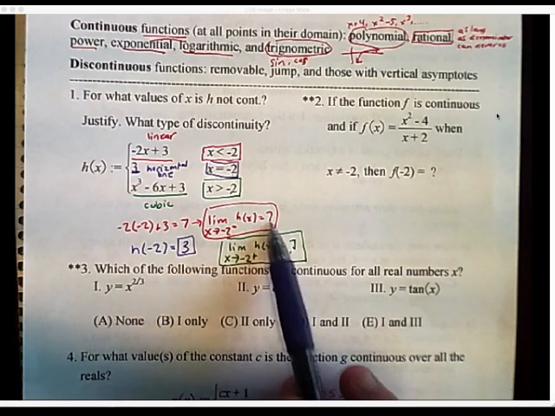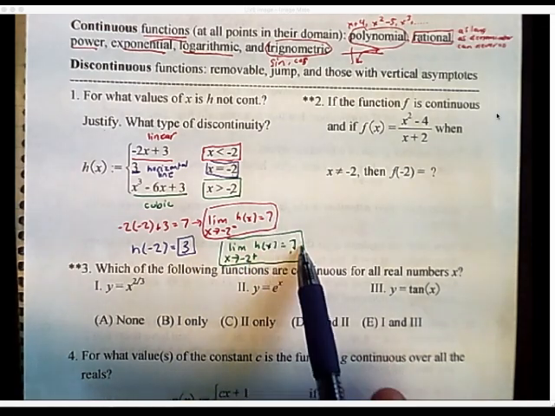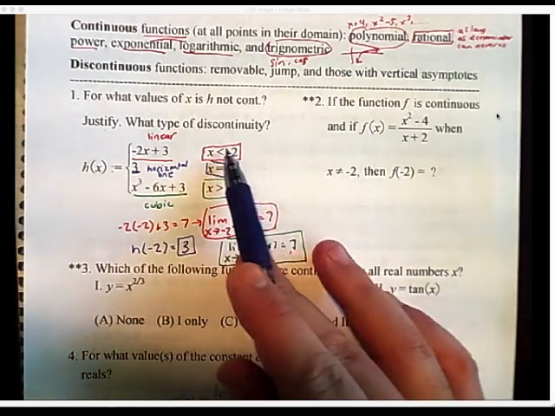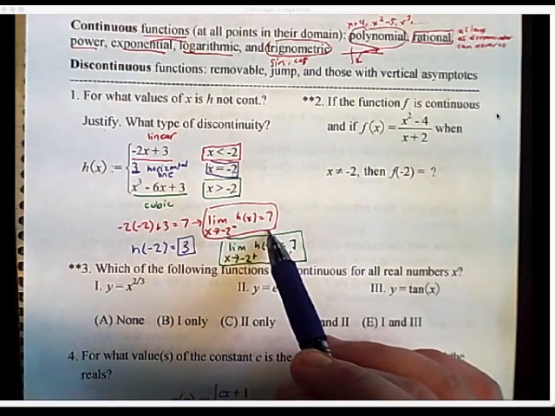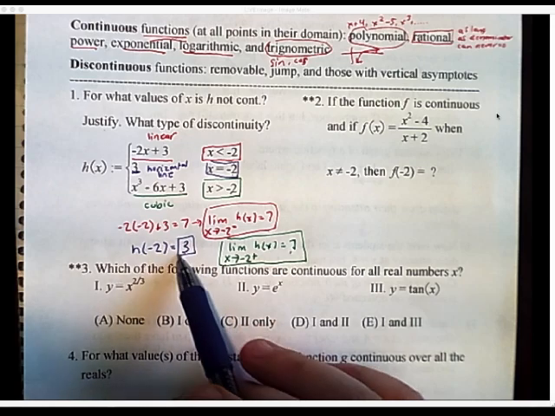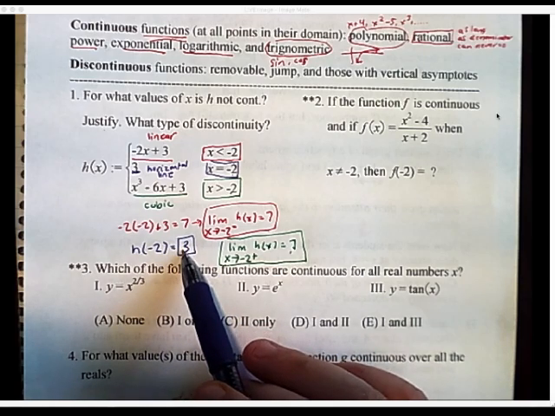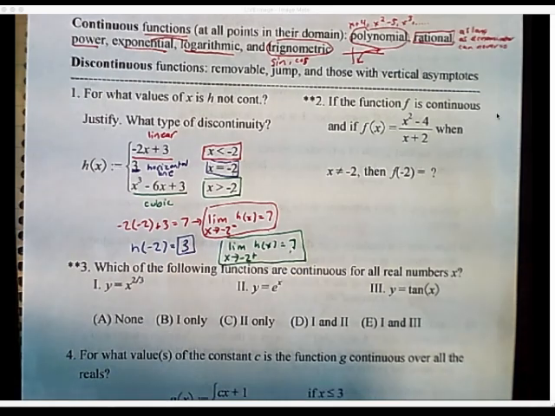And obviously this would be some sort of removable discontinuity, because here it's less than and greater than. So you have open circles. You're dealing with open circles. And that open circle does not get filled in because this y value is 3, not 7. That's why it's removable. Now let's think about number 2.